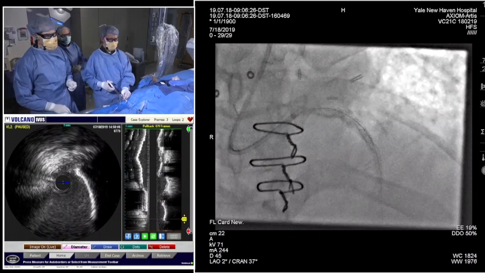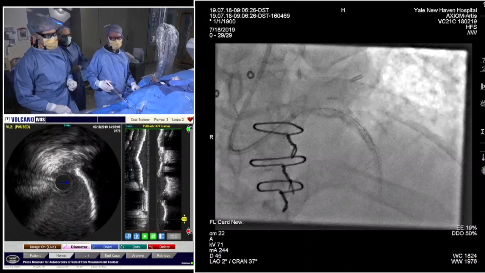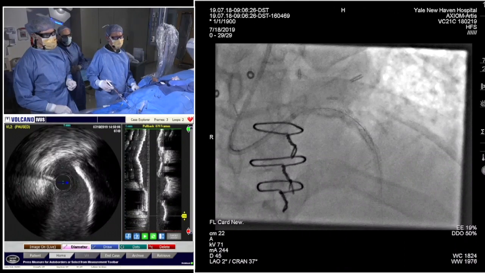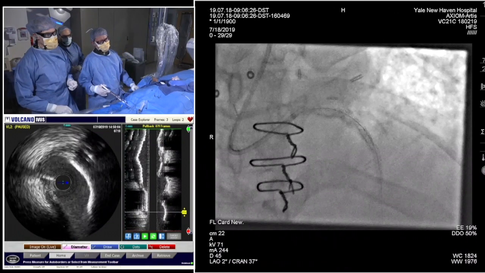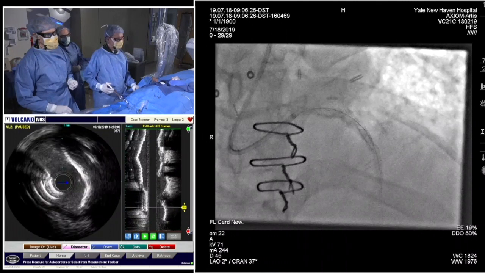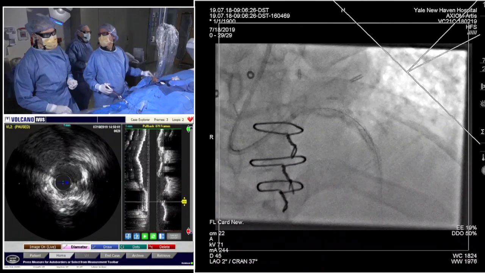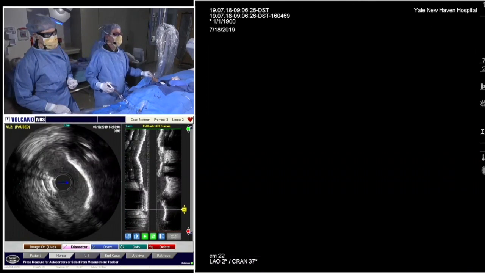So this is the ostium of the left main coming out, and as we're going into the vessel, it's a pretty big shelf. But if you were to measure the area there, the MLA is pretty good. And okay, there's the circ coming in, and there's the ostial LAD. We might be able to just take a look here and see.